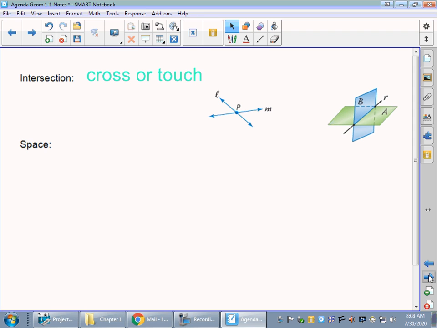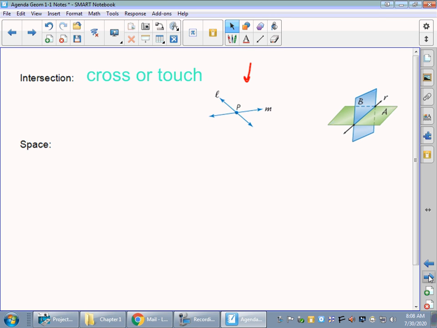So I'm going to ask you some questions about, like, do you see two lines, L and M, in this middle example right here? Do you see two lines? Are those two lines L and M intersecting? They are, right? Where L and M intersect, what is formed? A point, and specifically point P is where those two lines intersect.